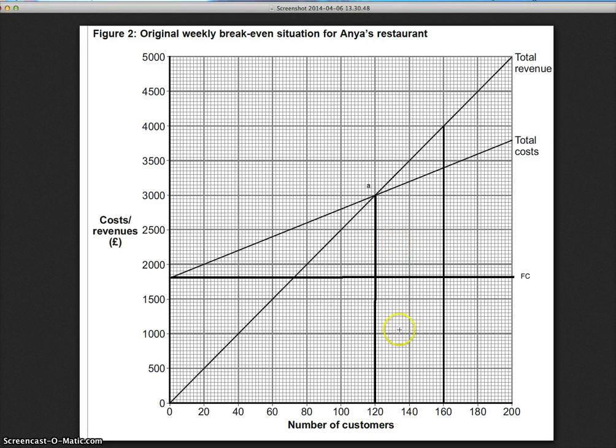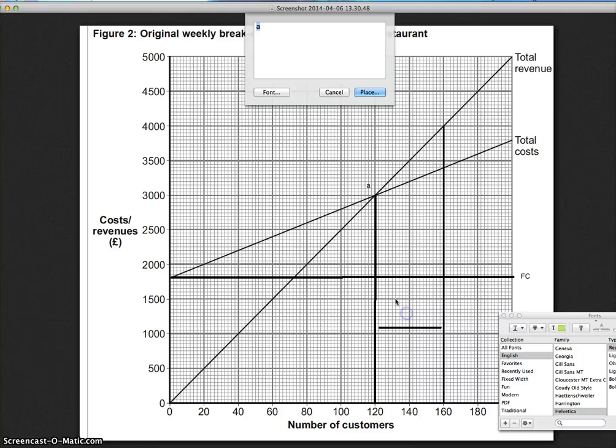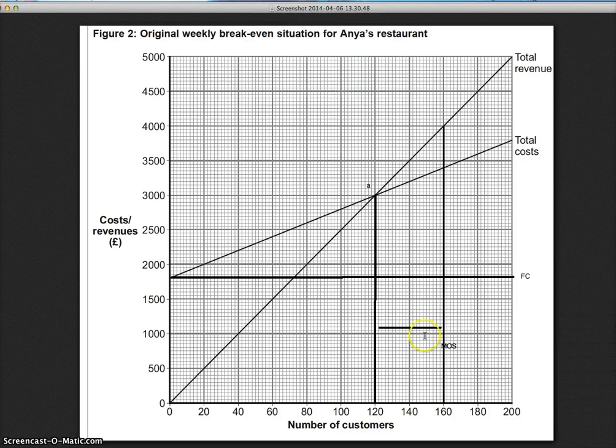Okay, and the margin of safety is the difference between these two. So that point there is your margin of safety. So we're going to label that one again. This time we're going to label it as MOS, margin of safety. And there we go. There's your margin of safety.